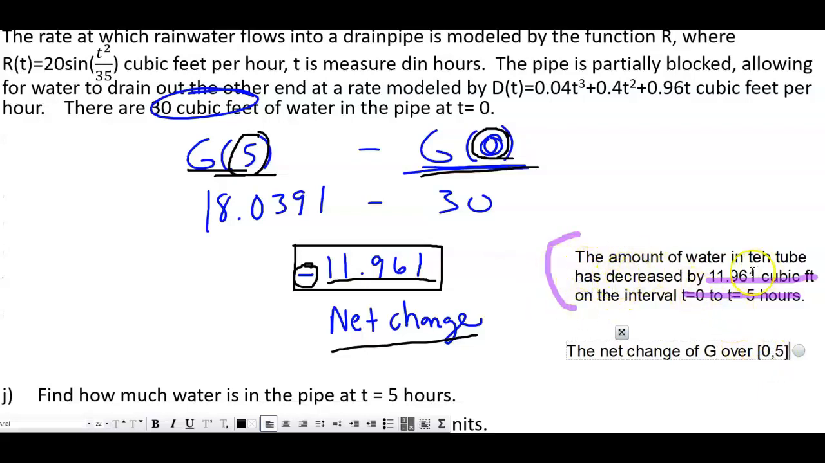And also, once again, you'll notice that I put decreased by 11.961. I didn't just put that the amount of water in the tube changed by negative 11.961. I'm specifying that negative means that the amount of water decreased because it's negative. Okay, so there you have it.